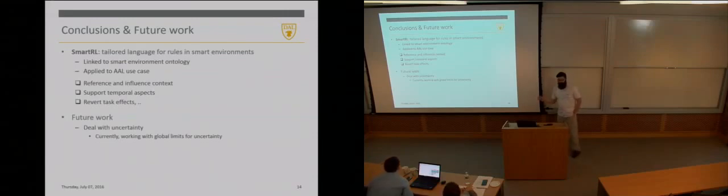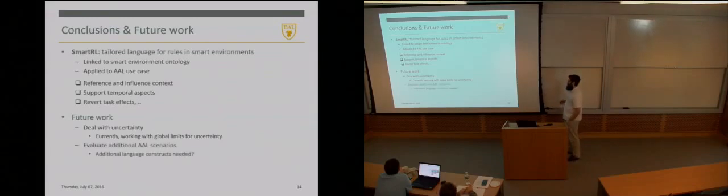Future work, for sure, is dealing with uncertainty in a more explicit way. Currently, we work with global limits for uncertainty, so our smart middleware says, we're pretty sure this happens, so if it's above a certain value, then sure, we'll act on it. Evaluate additional AAL scenarios. This language currently is very much being pushed by our needs for writing down rules in these kinds of scenarios. So if the need for extra syntactic sugar, extra constructs arises, we will add it.